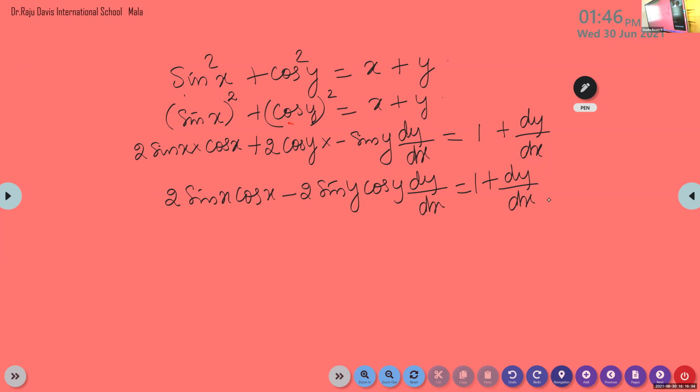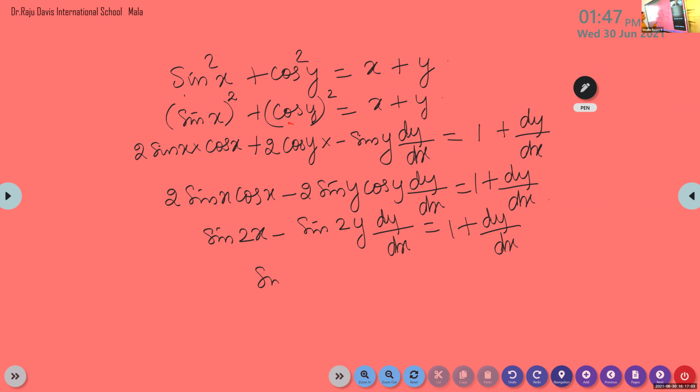Okay. What is 2 sin x cos x? Is it sin 2x? What is sin 2a? Okay, 2 sin a cos a is sin 2a. Similarly, the next one, 2 sin y cos y is sin 2y. dy by dx is equal to 1 plus dy by dx. So, now take all the terms with dy by dx to one side.